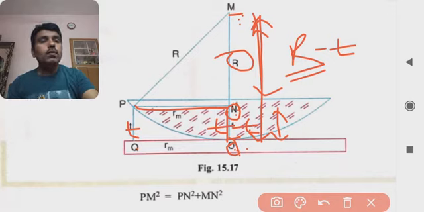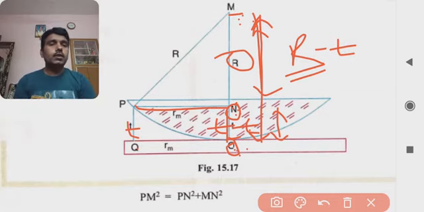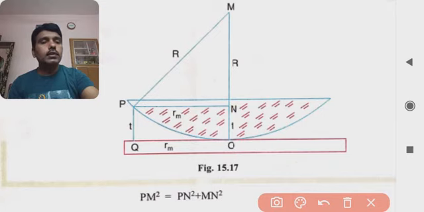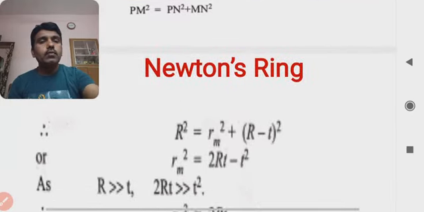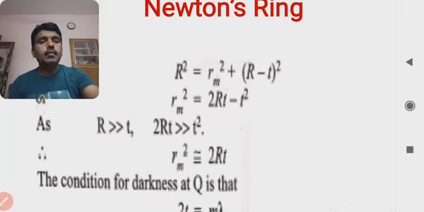So what is the value for M to N? MN is capital R minus small t. So this is how you can find the value for MN, and putting these values in this Pythagoras relationship, we have the new relationship: capital R square is equal to small r_m square plus (R minus t) whole square.